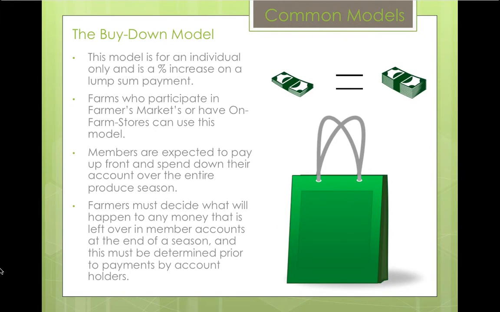This is the buy down model, and the state of Maine has something sort of similar to this, where they give seniors $50 and they're allowed to spend it down over the season at a farmer's market. Although the buy down model is for an individual farm who has a farm stand or a farmer's market, and they give their customer or their farm member who pays up a lump sum a percentage over that lump sum in increase to spend over their season.